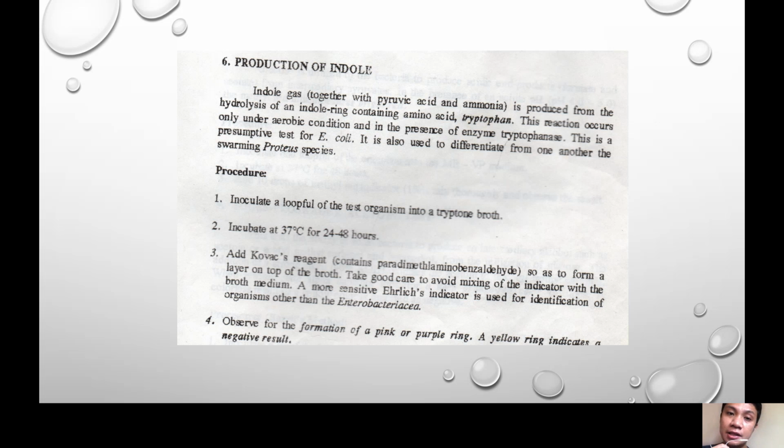After that one, you add your indicator. We are adding your Kovac's reagent. Kovac's reagent is para-dimethylaminobenzaldehyde. Try to observe here for the purple ring or pink ring. Yellow ring is considered to be negative.